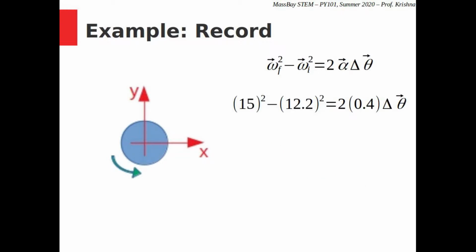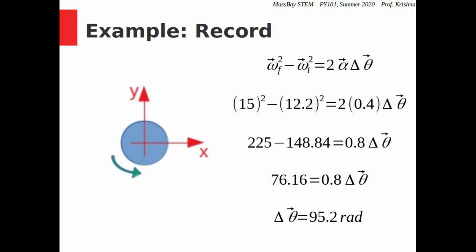What about the angle that got swept out as this acceleration was taking place? You can use any one of the other toolbox equations to solve. I will use number 4. In this case, the final angular velocity, the initial angular velocity, and the angular acceleration are known. And so using equation 4, it is possible to solve for the displacement. The displacement is 95.2 radians, or almost 16 revolutions.